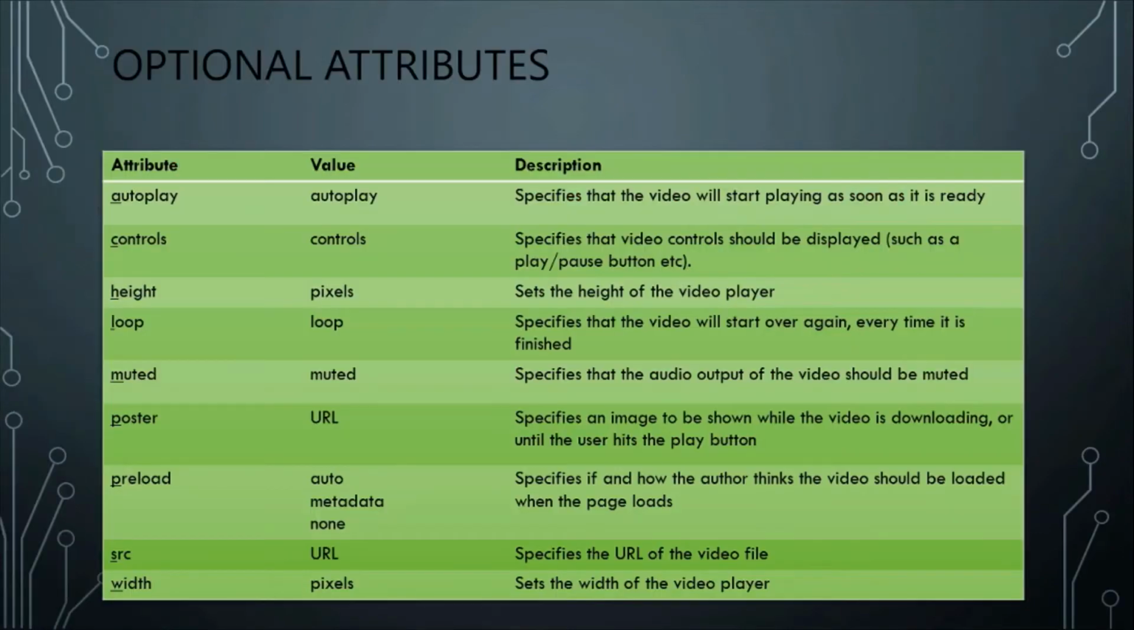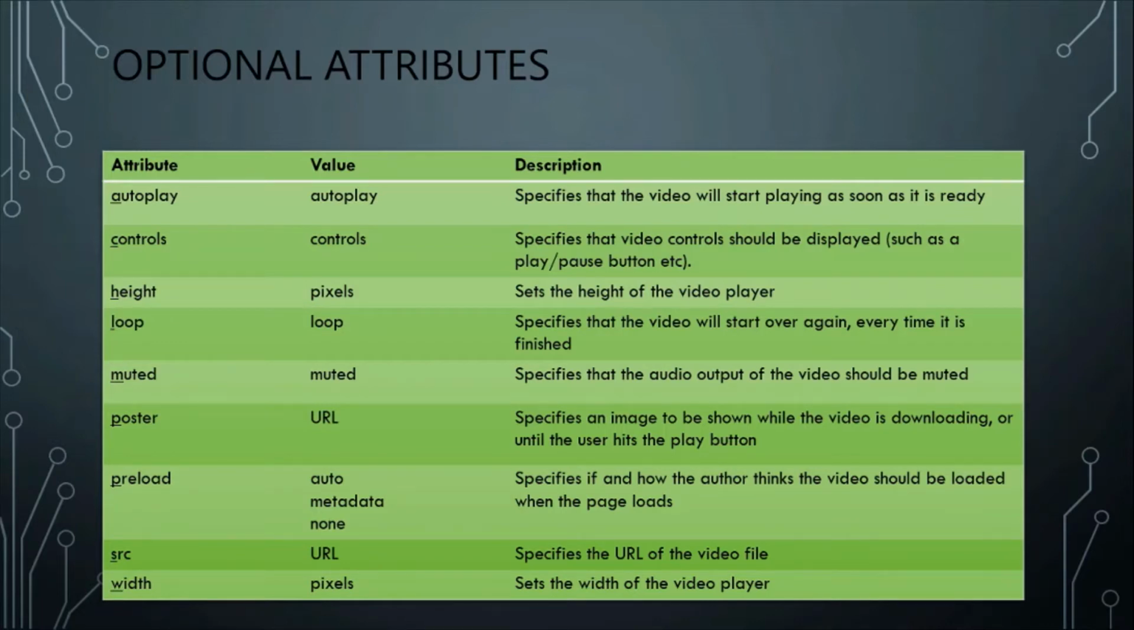Now here are some attributes that we use in this. These attributes are optional, but the one that is compulsory is the controls one. We use these attributes to change the properties of the video, not directly, but in how it will display different things. Let me tell you what these do.